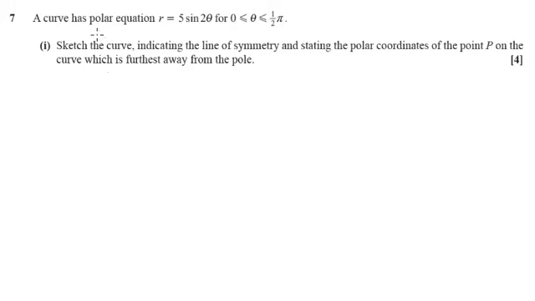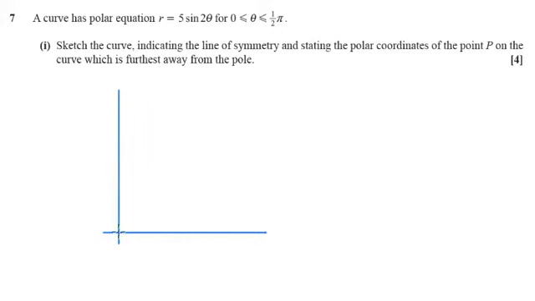Okay, question 7 wants us to sketch this curve here, indicating the line of symmetry and stating the polar coordinates of the point on the curve which is furthest away from the pole. So let's draw the curve first, and then hopefully we'll be able to work out what the line of symmetry is, and we should be able to spot what the maximum point is as well. So to draw this curve, and we're only going from 0 to half pi, so it's only the first quadrant that we need.